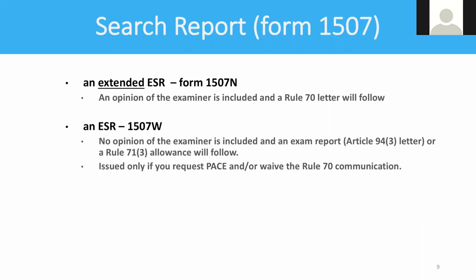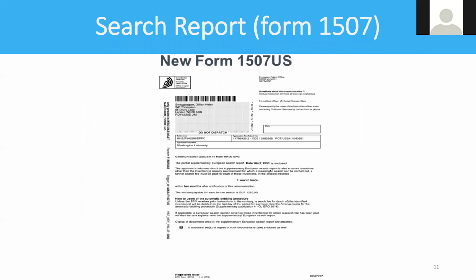And then the third type of search report is a 1007W, and this is really a special case where you have asked for accelerated examination through PACE. There is no examination opinion, because at that time no opinion of the examiner is included. An examination report, your Article 94.3 letter, or some people just call it an office action, or the Rule 71.3 allowance, will follow. And again, it's only issued if you request PACE and or waive the Rule 70 communication.